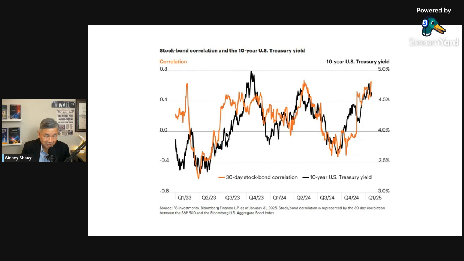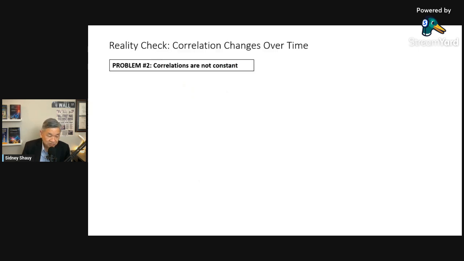Here's another view. We are trying to relate the correlation with interest rates. The black line is the U.S. Treasury 10-year yield, and the orange line is the stock-bond correlation. You see that they pretty much move in sync. So that's another reason to show you that the correlation is not a fixed number. In our models, our assumptions, we often use a fixed number, but it changes. So correlation is not constant.